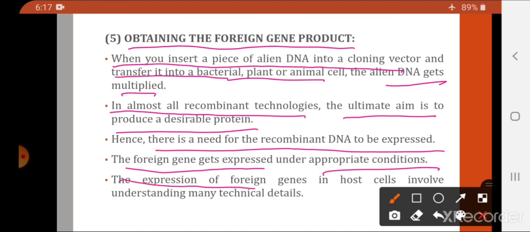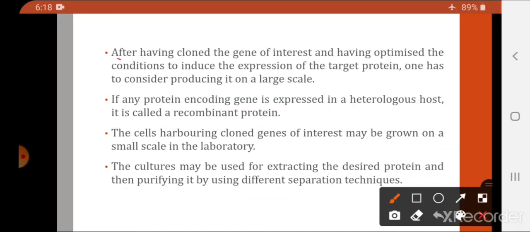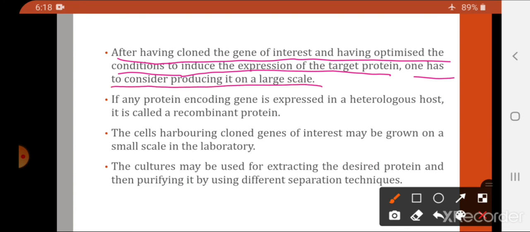The expression of the foreign genes into host cell involves understanding many technical details. After having cloned the gene of interest and having optimized conditions to induce the expression of a target protein, one has to consider producing it on a large scale. Okay, cloning हो गया, फिर प्रॉपर कंडीशंस देने की वजह से टारगेट प्रोटीन भी बन गया. Now next step क्या होता है कि वो जो प्रोटीन है उससे हमें क्या करना पड़ेगा? लार्ज स्केल प्रोडक्शन करना पड़ेगा.